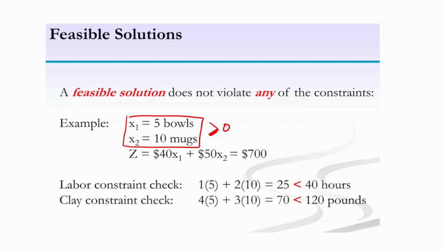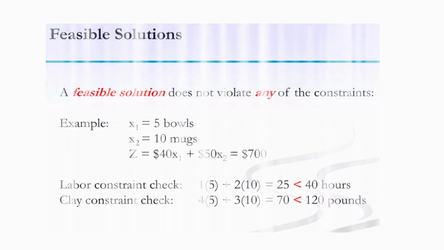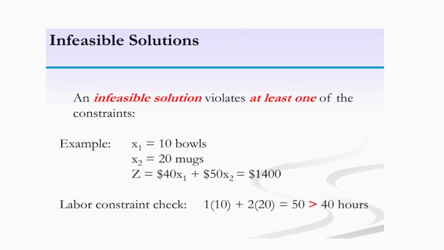On the contrary, if it violates any of the constraints, then it becomes an infeasible solution. Here you will see that both of them are strictly greater than 0, but the labor constraint is violated, as it is greater than 40. Whereas for the clay, this would be 80 and 30, that's 110, which is less than 120 lbs. So even if one of the constraints is violated, we have an infeasible solution.